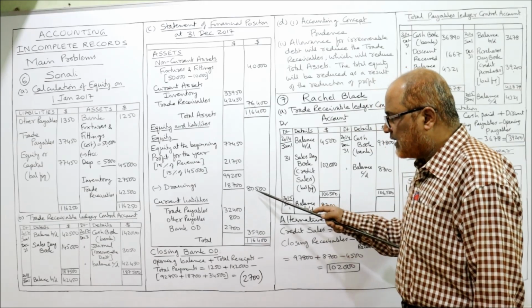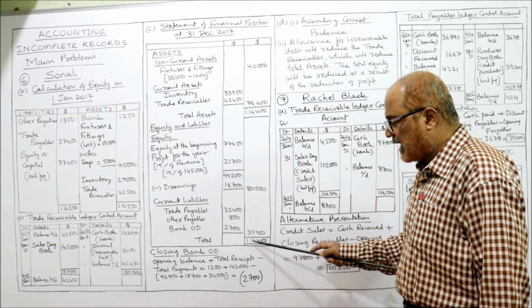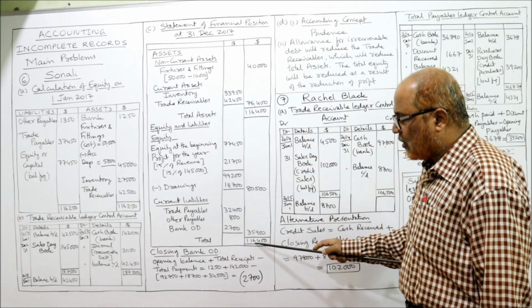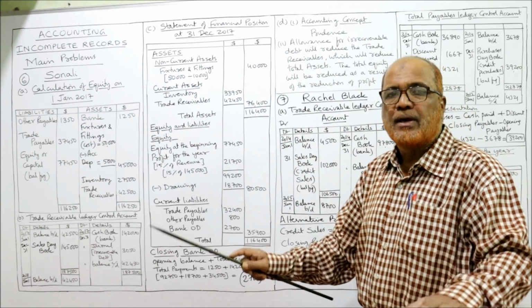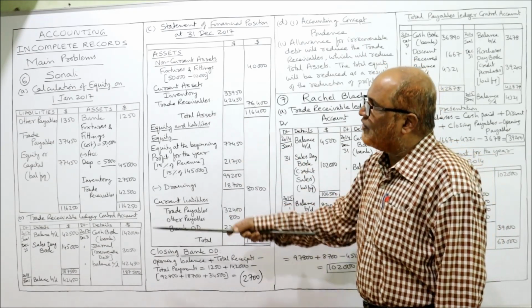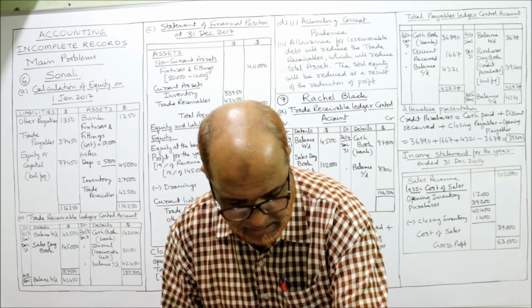If you take the total, 80,500 plus 35,900, 1,16,400. So here assets 1,16,400, liabilities also 1,16,400. Your statement is tallied. That's it. This is the end of problem number 6.